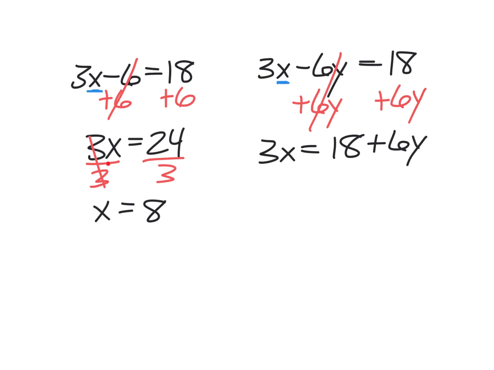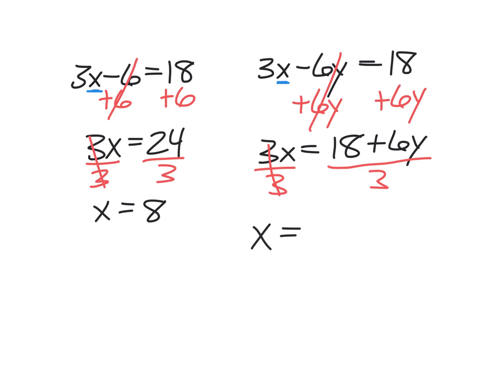What was the next step over here? I divided by 3. Well, to get x by itself, I have to do the same thing here. So I'm going to divide by 3. The difference is on the right-hand side, I've got to divide all of it by 3. Same thing, those 3s cancel. That's going to leave x. The difference is now on the right-hand side, I'm going to be left with an expression.